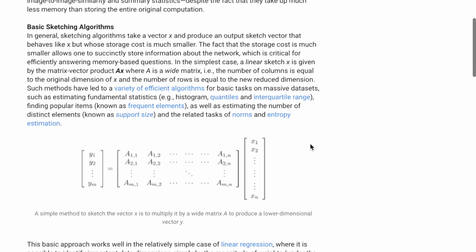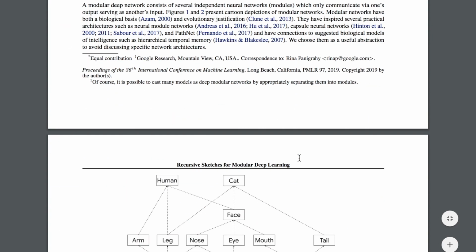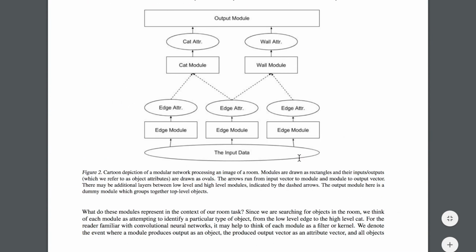So sketches are ways of reducing the storage size of these intermediate features of the convolutional networks so that you can form knowledge graphs from them and overall speed up image-to-image similarity and different applications like this. If you're interested in checking out this paper, it's called Recursive Sketches for Modular Deep Learning. It's a full paper detailing the algorithm and motivating the application of it.